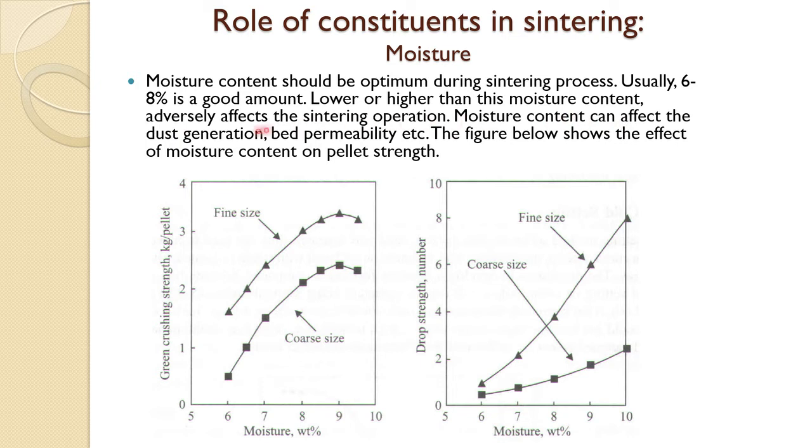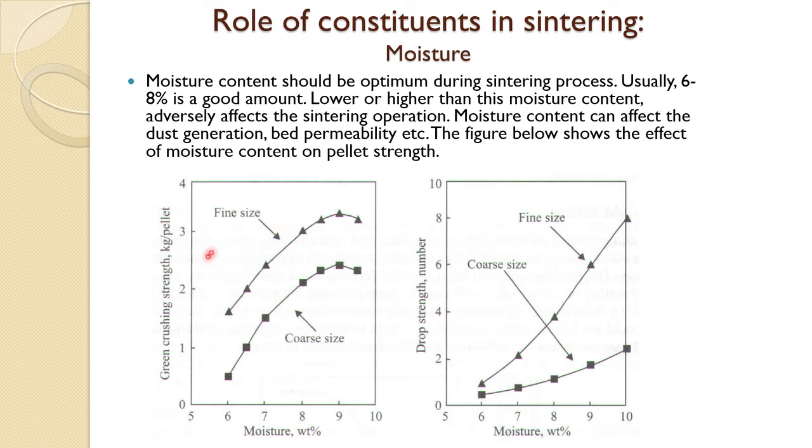Moisture content can affect dust generation if it is low. Quite a lot of dust will generate, and then it will affect the bed permeability, and very high moisture also does. If you look at this figure, as the moisture content increases, you can see the crushing strength of the green pellets increases up to a certain moisture content, 9% or below, but after that it starts decreasing, and fine size pellets have higher strength than the coarser size pellets.